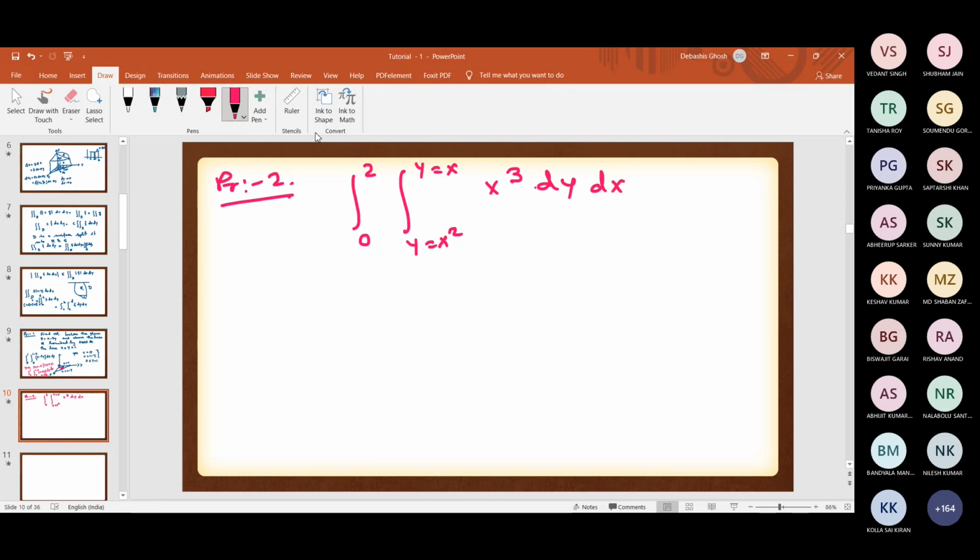So we can also change the order. If you draw, this is your y equals x square, so you can have the equation of a parabola. So y equals x square means a parabola, and the line y equals x. So that is y equals x. That is your y equals x square.